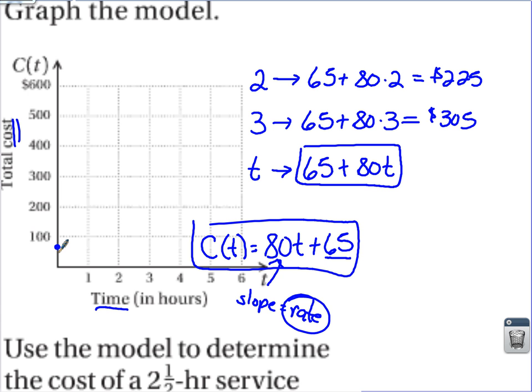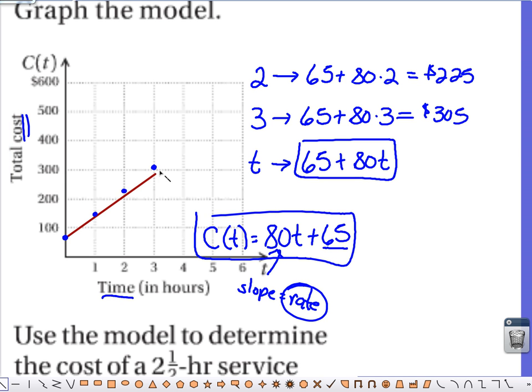If they spend 1 hour there, you can plug this in. You're going to pay right at $145 for 1 hour. So go over to 1, go up to about 145. We've already calculated 2 hours is going to cost about $225. 3 hours is going to cost slightly over $300, at $305. And we see that we could actually connect the dots here. And we do have a graph, a linear graph of this function.